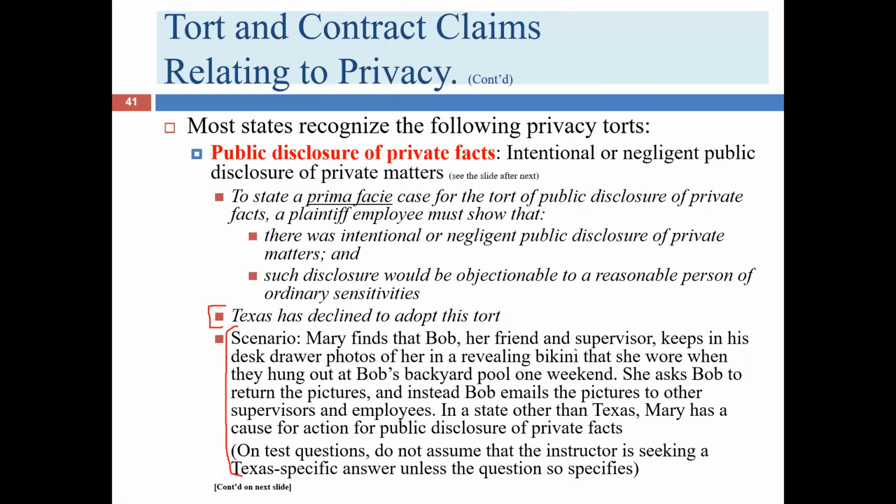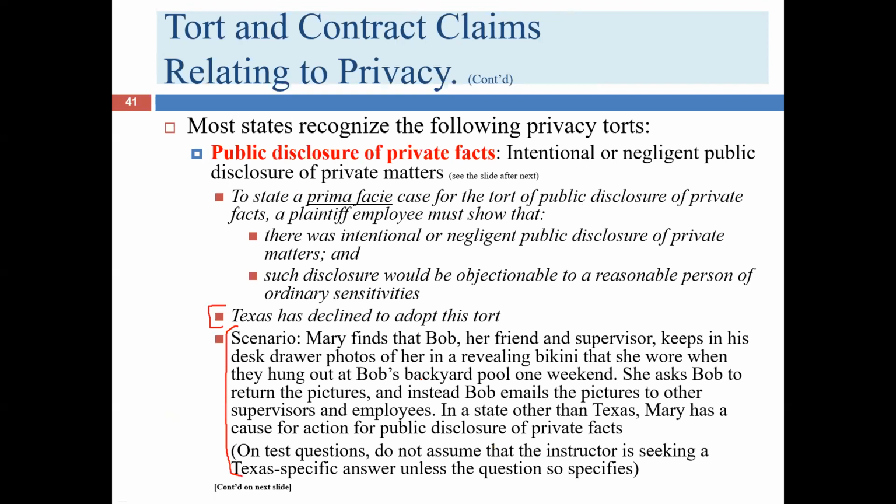Mary finds that Bob, her friend and supervisor, keeps in his desk drawer photos of her in a revealing bikini that she wore when they hung out at Bob's backyard pool one weekend. She asked Bob to return the pictures, but instead, Bob emails the pictures to other individuals in the unit. This has caused people to reach conclusions that maybe Mary and Bob had some kind of personal relationship, or Mary's a floozy or something like that, when in fact, no, it was just a normal, wholesome thing. Mary just happened to have that swimsuit. She put it on, and that's what she wore. But it wasn't in a public place. It was in a private backyard.